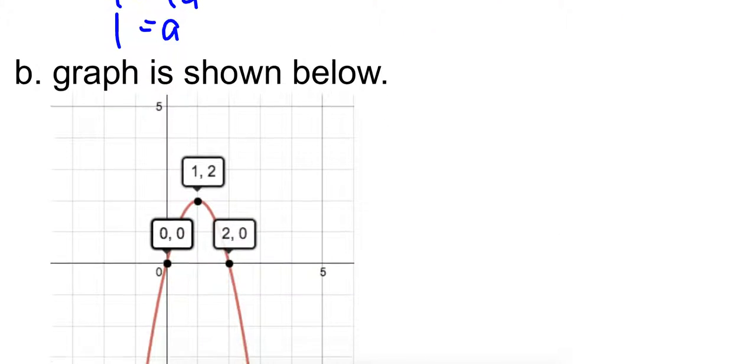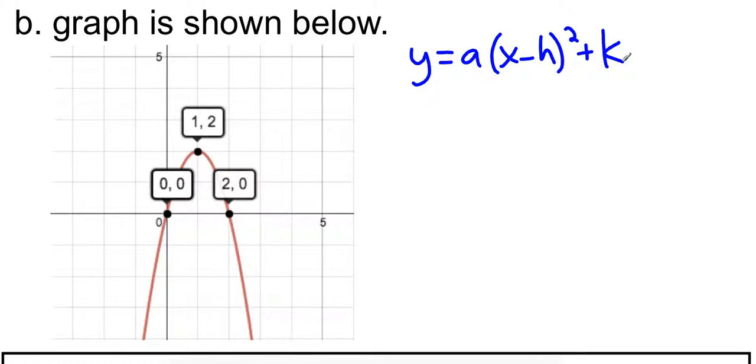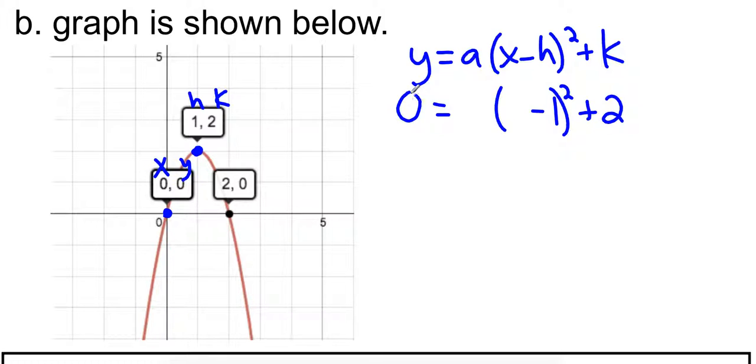Okay, we can also do the same thing just based on a graph. Okay, remember we are looking for y equals a, x minus h squared plus k. So here is our vertex. So here's our h and our k. So we can plug that part in. Minus 1 plus 2. Now we don't know what the a is, so we're just going to pick another point. It doesn't matter which one. I'm going to pick this one as my x and y, and I'm going to plug that in. 0 and 0, and we're trying to find out what a is.